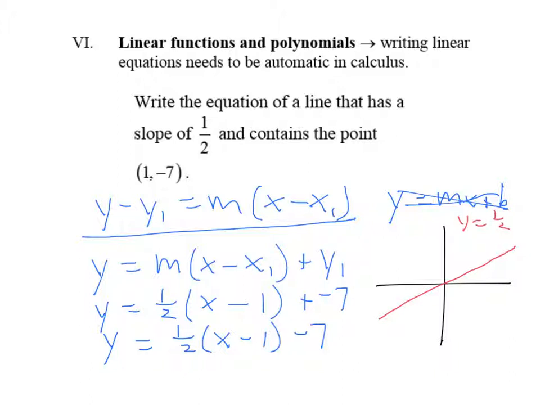Of course, y equals 1/2 x has a slope of 1/2, goes through the origin. And now when I look at my formula, minus 1 to the x means I shift to the right 1 unit. Minus 7 outside the x part of the function means I go down 7. So I'm just going to go down here to the point 1, negative 7, and draw in my line that has a slope of 1/2. Whoops, that should be parallel, but you get the idea. And I'm done.